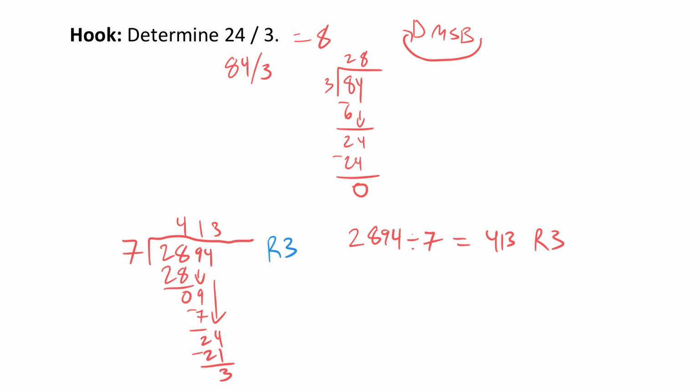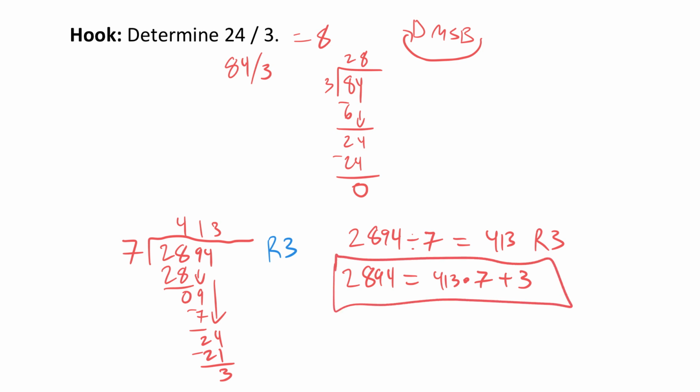And so what we'll do instead is write the 2,894, because that's the number we were starting with. And we got 413 groups of 7. So we'll write it as 413 times 7. And then we had 3 left over. So we'll put plus 3. And this right here is the equation that relates to this long division. If you were to break down the big number, you get 413 groups of 7 with 3 left over, so you can write that as 413 times 7 plus 3.